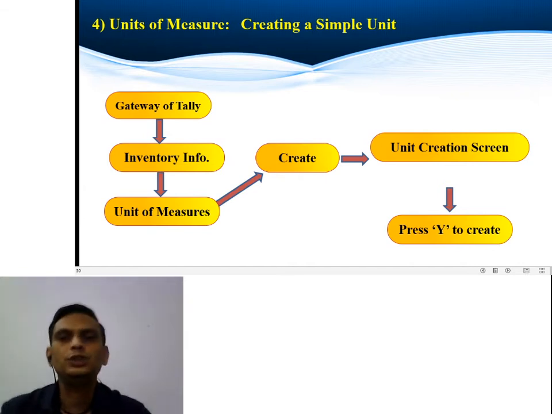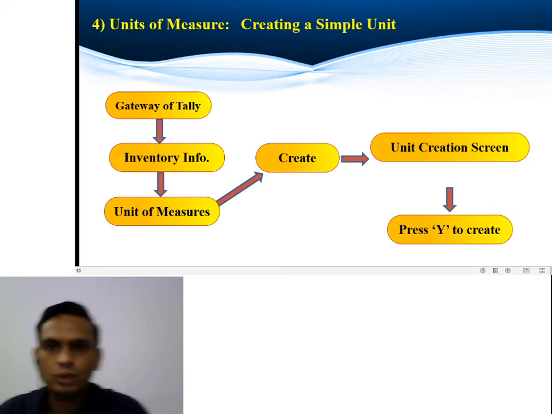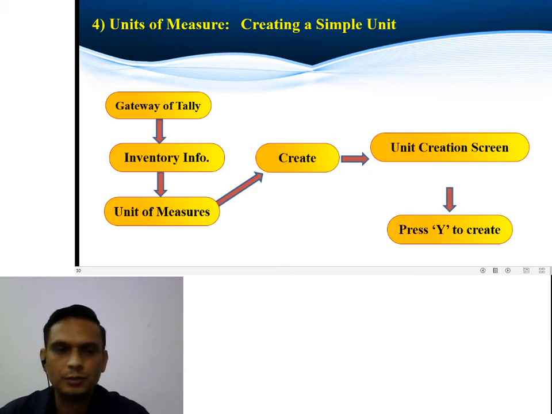Next point is units of measure, creating a simple unit. Just like we discussed, the units like kilogram, gram, pieces, quantities should be created for the product. To create a unit of measure, follow the steps. Gateway of Tally. In Gateway of Tally, Inventory Info. In the Inventory Info menu, Units of Measure, select the Create option. After clicking on the Create option, the unit creation screen will display. Press Y to create a new unit of measure.